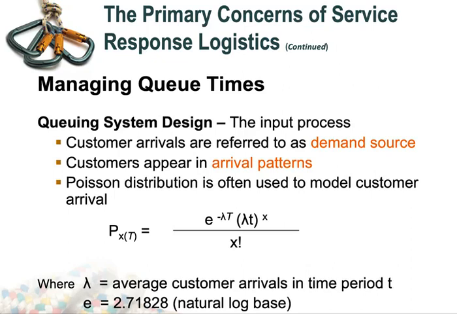I will refer to the demand source and customer arrival pattern. And I said before that the Poisson distribution is used to model customer arrival. This is the probability P(x, t). It means that the number of arrivals in time t depends on e, the constant natural log base, to the power of minus lambda t, where lambda is the arrival rate, times lambda t to the power x, divided by x factorial. So this is the probability that we have x arrivals in time t.